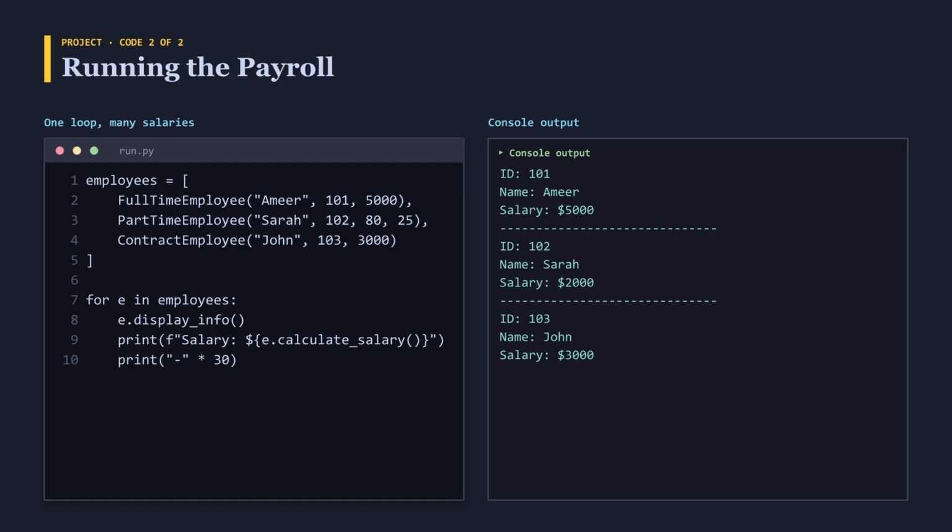That single calculate_salary call returns the correct figure for each: 5,000 for full-time, hours times rate for part-time, a flat amount for contract. One loop, many salary formulas, 0 type checking. This is the 3 pillars delivering their combined value. Uniform code that handles diverse behavior effortlessly.